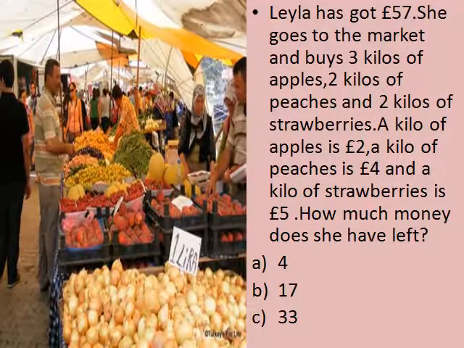£17. Layla has got £57. She goes to the market and buys 3 kilos of apples, 2 kilos of peaches, and 2 kilos of strawberries. A kilo of apples is £2, a kilo of peaches is £4, and a kilo of strawberries is £5. How much money does she have left? 4, 17, 33.